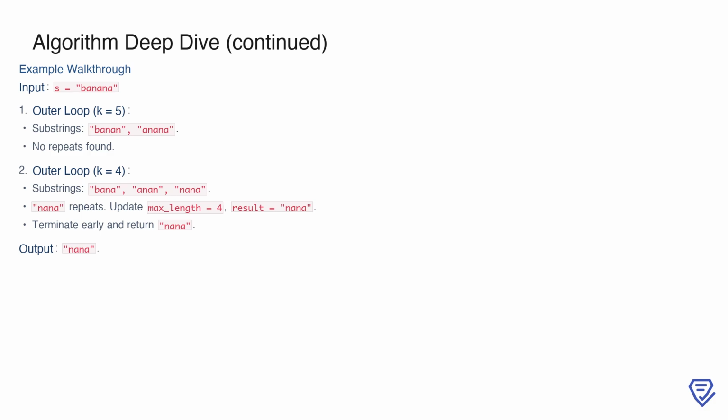Next, we move to k equals 4, where the substrings are bana, anan, nana. Here, we find that nana repeats. Since this is the first repeating substring we've encountered, we update max_length to 4 and result to nana. Because we've found a repeating substring, we terminate early without checking shorter lengths. The output for this example is therefore nana. This walkthrough highlights how the algorithm efficiently narrows down the search space by prioritizing longer substrings first and terminating as soon as a solution is found.